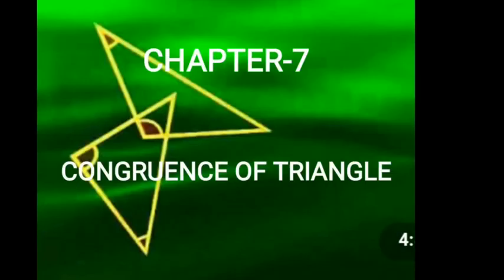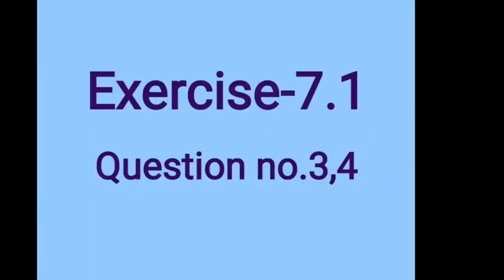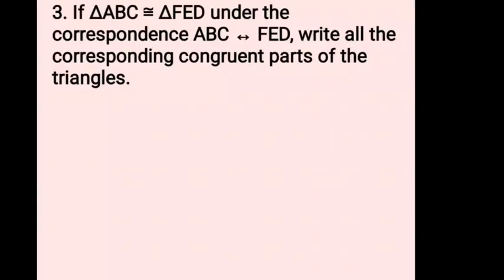So you all know that we are doing chapter 7, congruence of triangles, and in our previous class we started exercise 7.1. Also we have completed question number 1 and 2, right? So in today's class we are going to start with question number 3 and 4. Alright, so let us have a first look at question number 3.